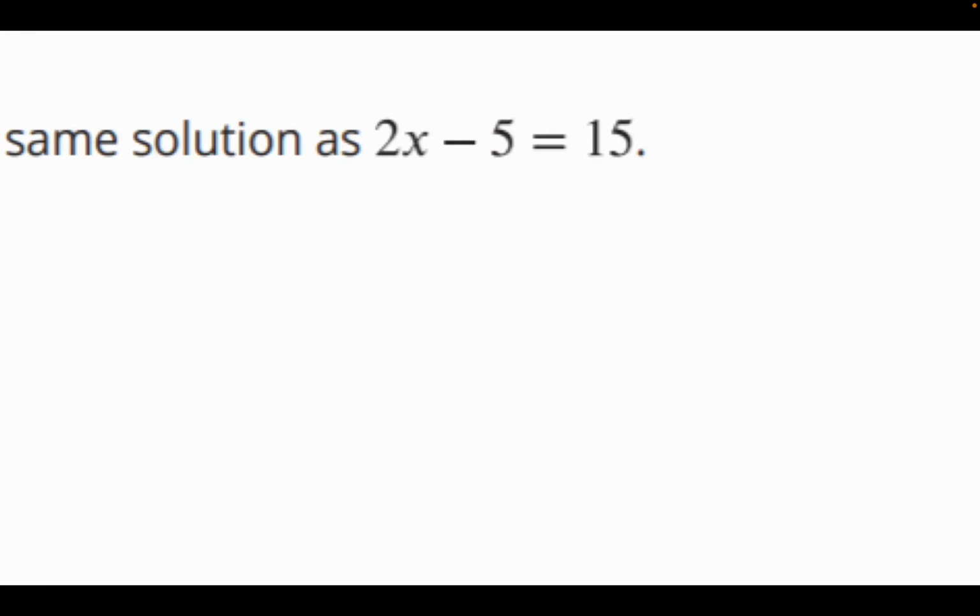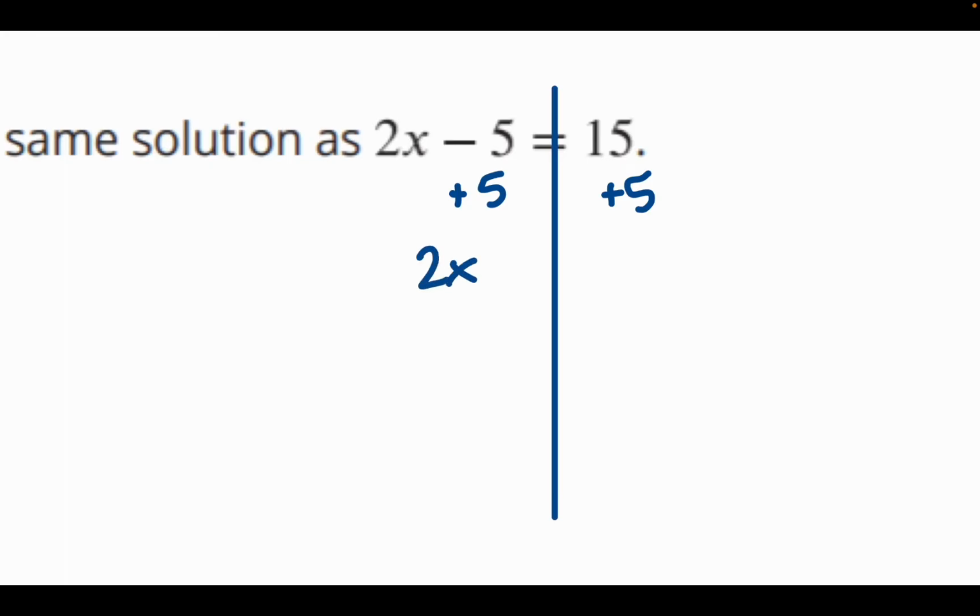So I would start by adding 5 to both sides of my equation. This would leave me with 2x because the 5 would cancel or go away. And then over here, we would have 20. My next step would then be to divide by 2 in order to get the x by itself. And that would leave me with x equals 10.